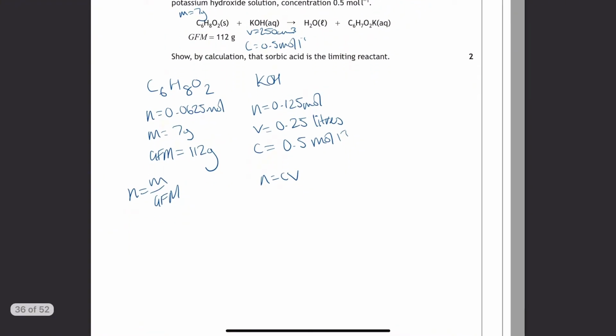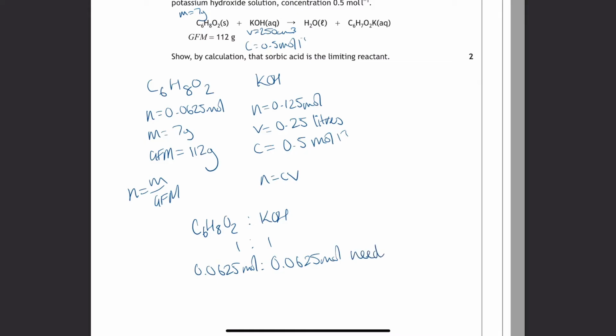So I'll do it down here maybe. Let's say we want to react all of our ascorbic acid. So it's a 1-to-1 ratio. If we want to react all of our 0.0625 moles of that, we would need the same amount of potassium hydroxide. So 0.0625 moles of that is needed.